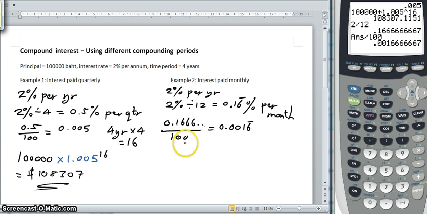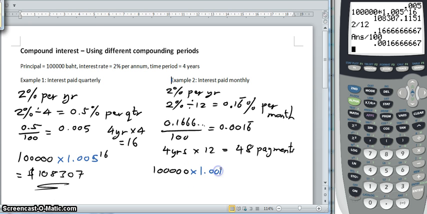Alright, now, how many times are we going to pay this? Well, we've got 4 years, but we've got 12 payments a year, so we're going to pay this 48 times. So we've got 48 interest payments coming to us. Very nice too. Alright, so now our numbers are 100,000. We're going to multiply this by 1.0016 recurring to the power of 48. Okay. Alright, and we'll put that underneath.